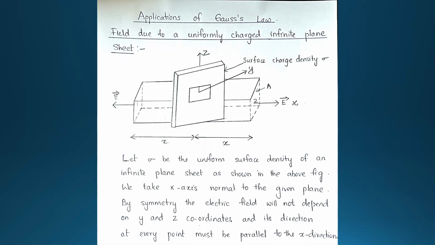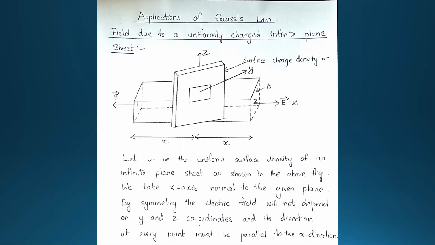You can see in the picture there is a sheet. The sheet is uniformly charged with a positive charge. The surface charge density is sigma. Sigma is the surface charge density, that is, charge per unit area of the sheet.